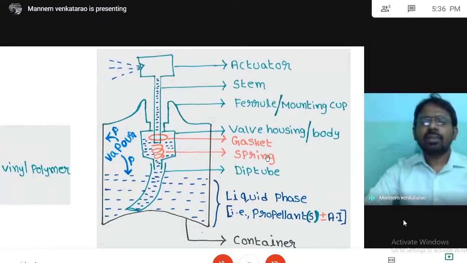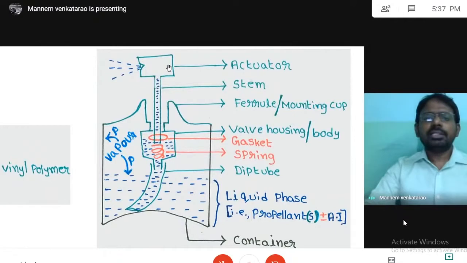One is the gasket, another one is the spring. The gasket prevents the leakage, whereas the spring can push the stem. If we press on top, who will push from the bottom? That is the spring. Next one is the dip tube. The dip tube is responsible for sucking the liquid from the container and sending the liquid to the chamber. Which chamber? The valve housing, valve body.